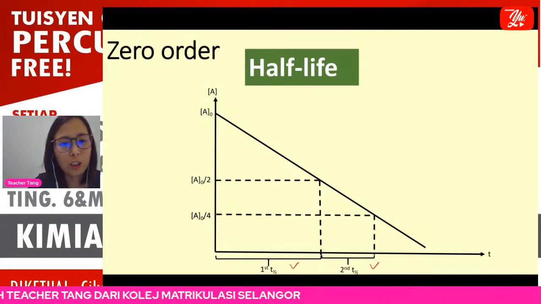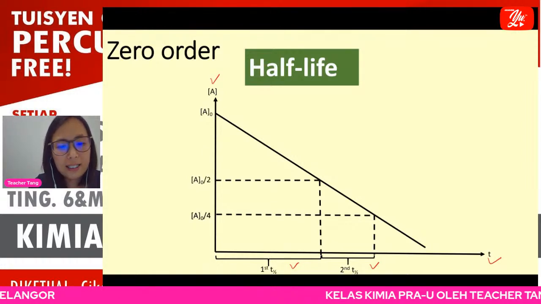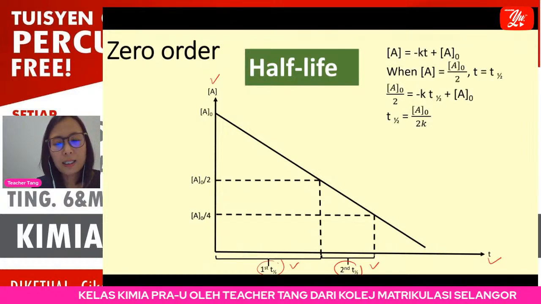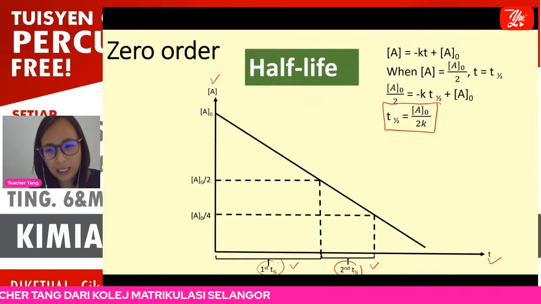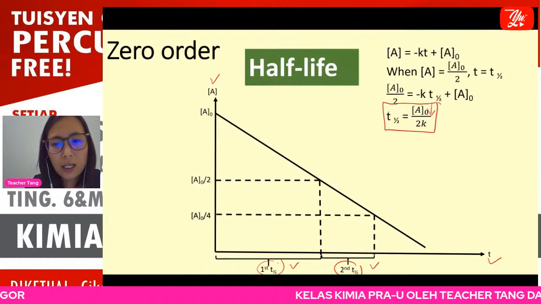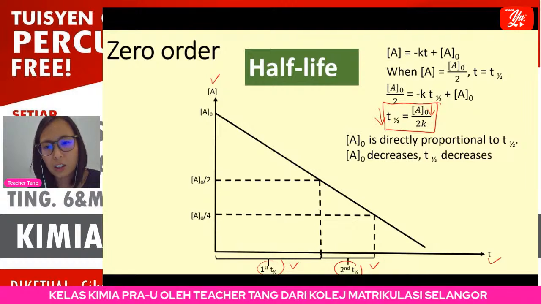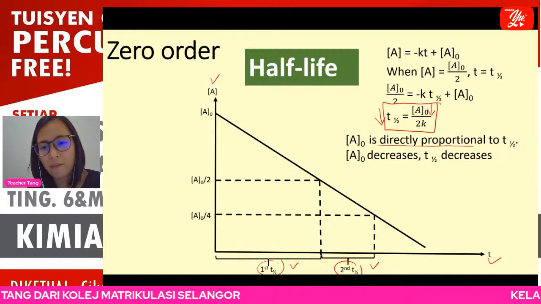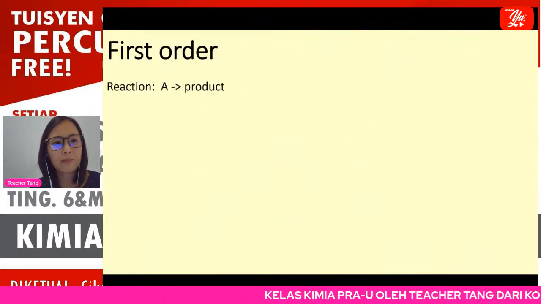When we plot the concentration of reactant versus time graph and deduce the half-life, we can see that the half-life decreases. Why? It is because from the half-life equation for the zero order reaction, we can see that as the initial concentration decreases, the half-life decreases. For a zero order reaction, the initial concentration is proportional to the half-life. Therefore, as the initial concentration decreases, the half-life will decrease.